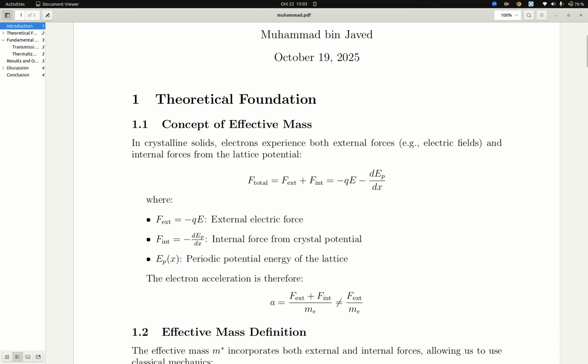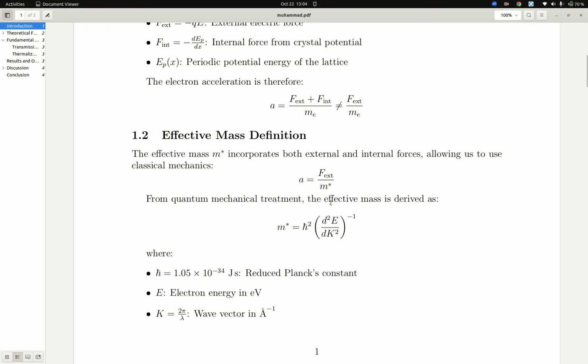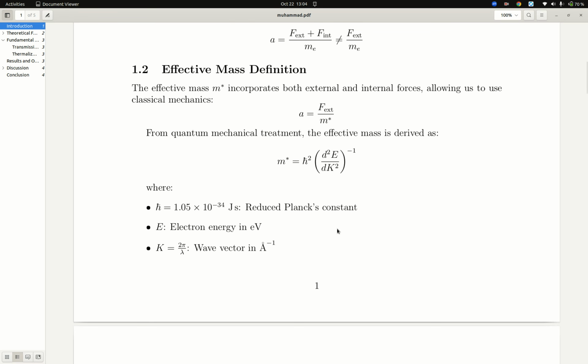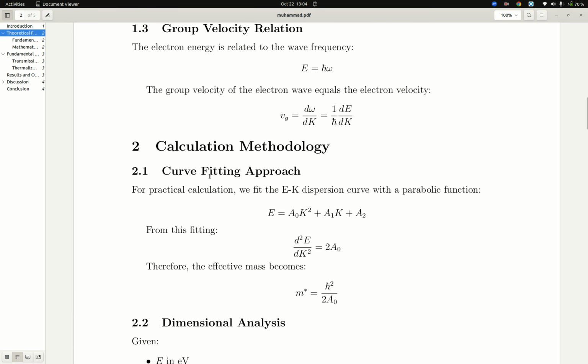I have made these notes. If you want them, you can just ask me in the comments. The theoretical concept is that there are total forces, one internal and one external, and then the mass is converted to effective mass. This is the definition of effective mass: h bar square over the second derivative of energy with respect to the wave vector. So we are applying the curve fitting formula and solving this second derivative to simpler terms. This is called the curve fitting approach.